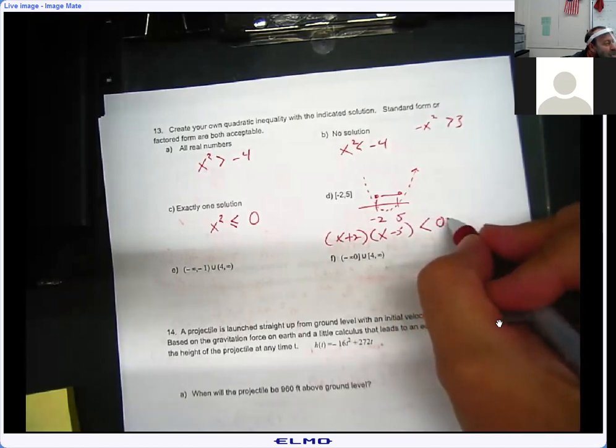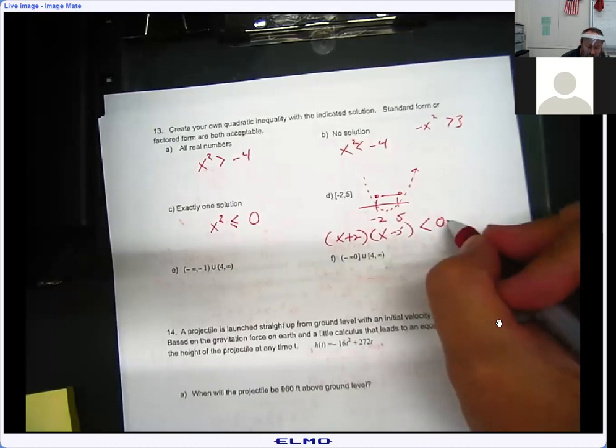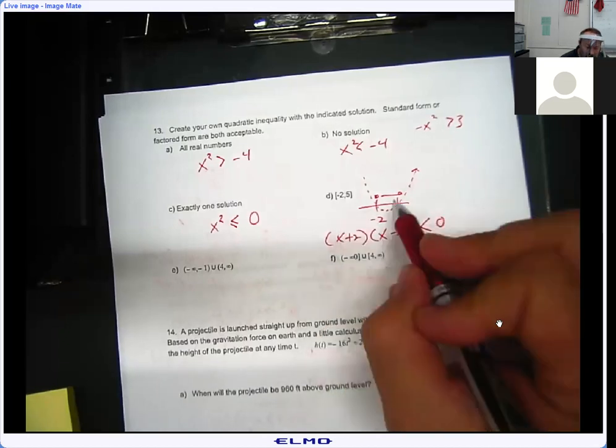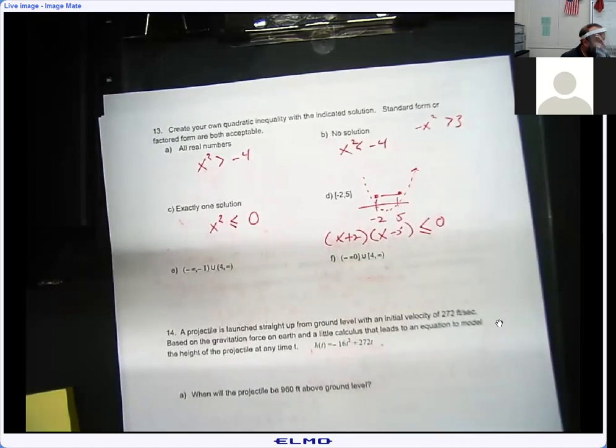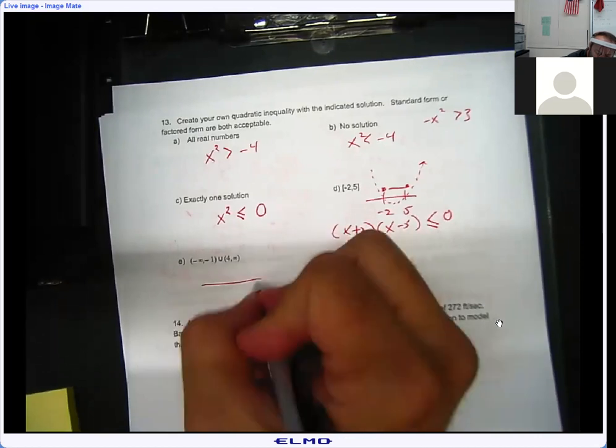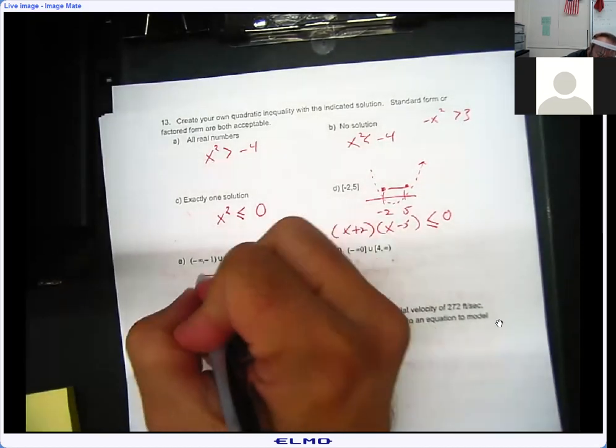Now I have an error. Can you guys tell me what my little teeny error is? See the square brackets? Oh, I need parentheses. Now, why did I go less than? Because it was underneath.